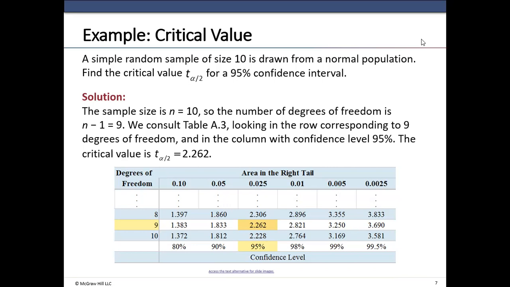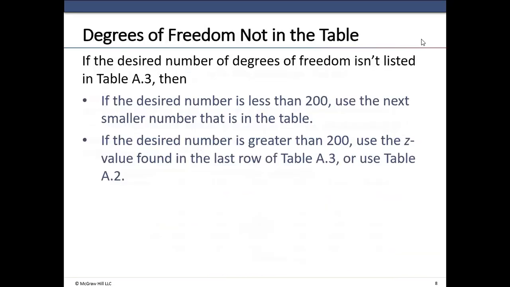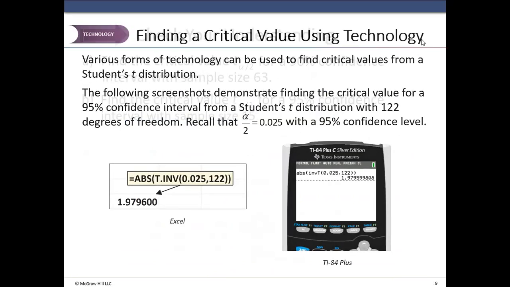So it's 2.262. If the desired number of degrees of freedom is not listed in table A3, and the desired number is less than 200, use the next smaller number that is in the table. If the desired number is greater than 200, use the Z value in the last row of table A3 or use table A2. We will use the calculator.